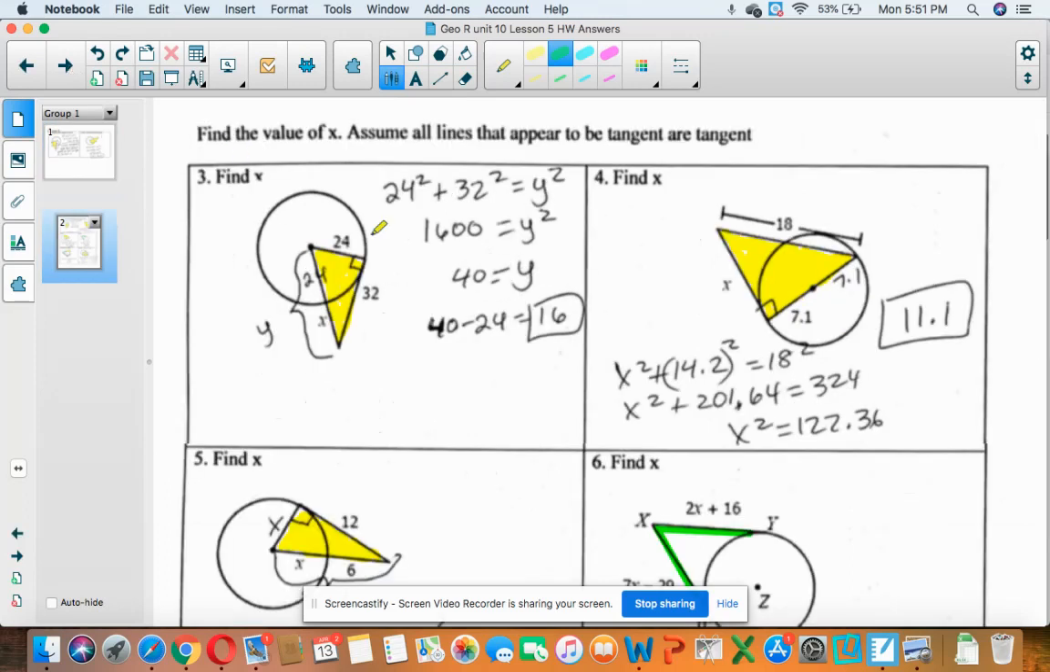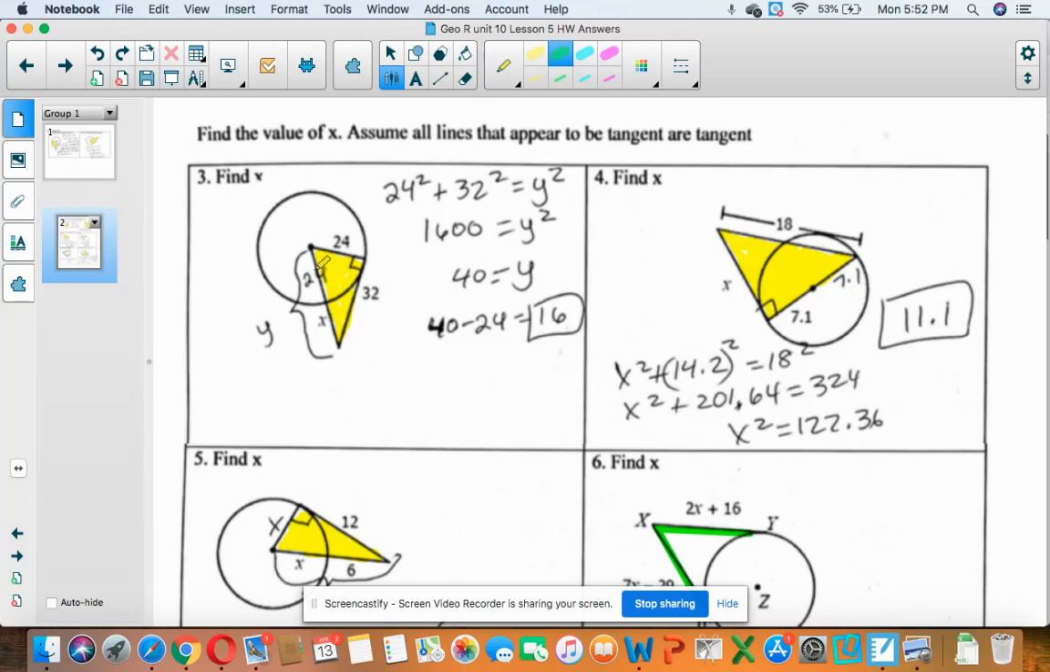Okay, question 3. Again, on questions 3 and 4, it says assume all lines that appear to be tangent are tangent. So if it looks like it's tangent, it is a tangent. So therefore, this is a right triangle, and they want us to find x. X is this little piece right here. Now, I can do this one of two ways. This 24 is a side, this 32 is a side. This is x, and this is also 24. So I can use x, and this hypotenuse then is x plus 24, but then I have to square it, and it does get a little messy.